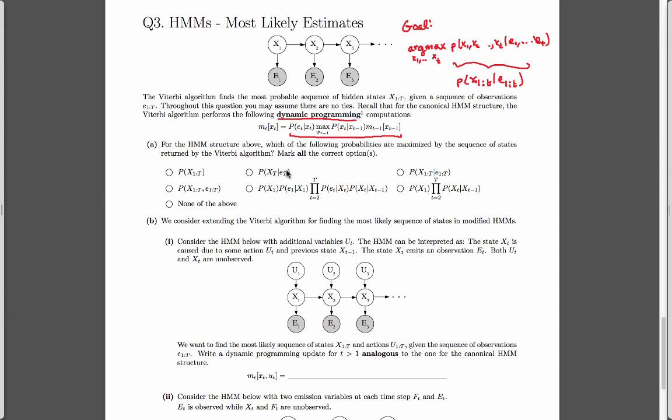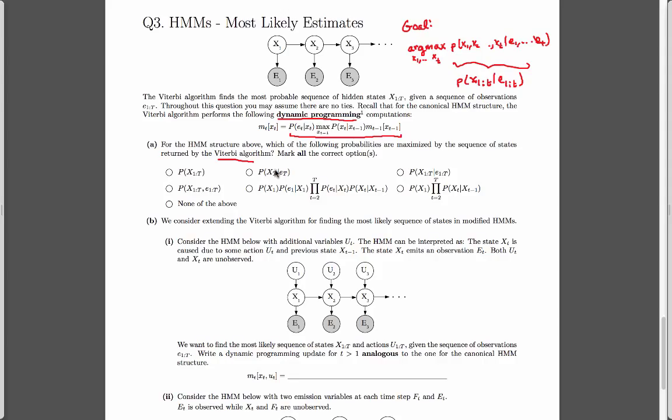want to figure out which of these probability distributions are going to be maximized by the sequence of states that's returned by the Viterbi algorithm. So basically, that's exactly what we have up here. We are interested in the probability distributions down here that are equivalent to maximizing the sequence of hidden states given the sequence of evidence.